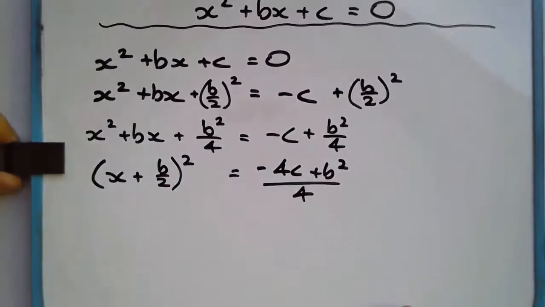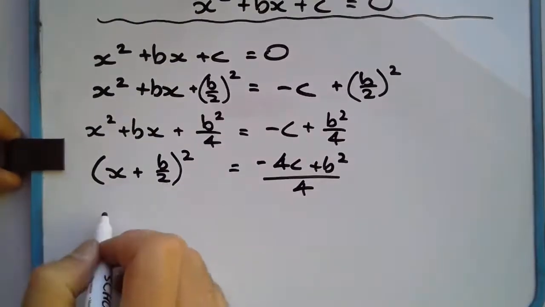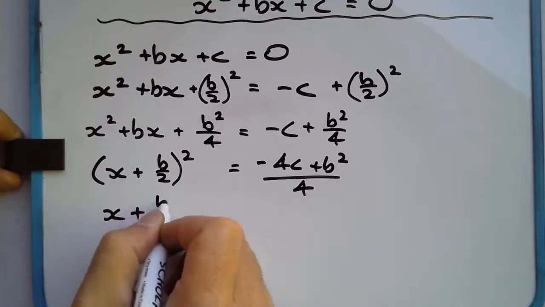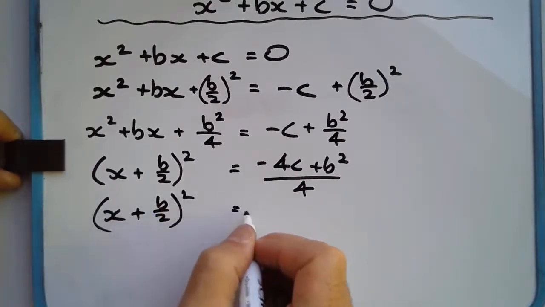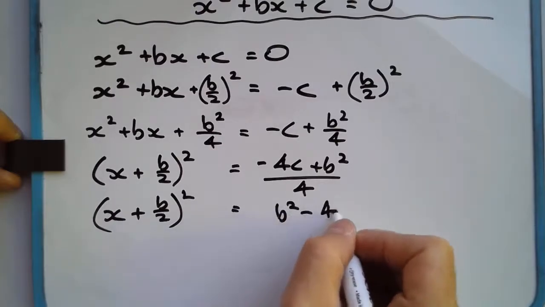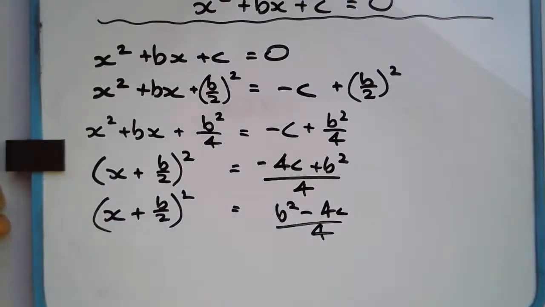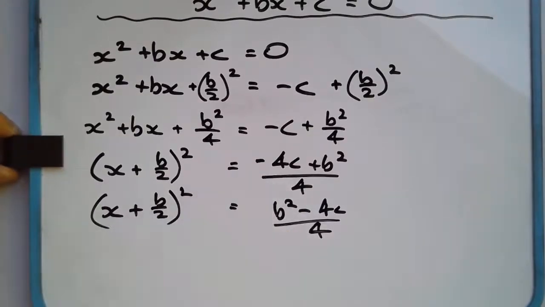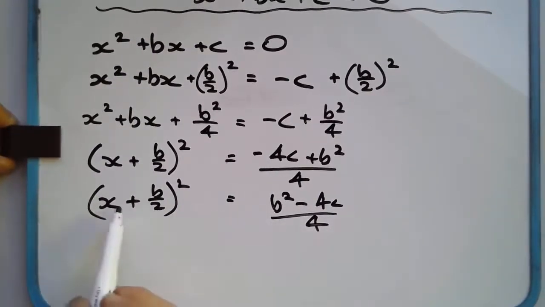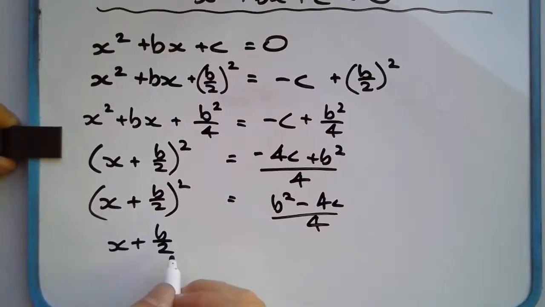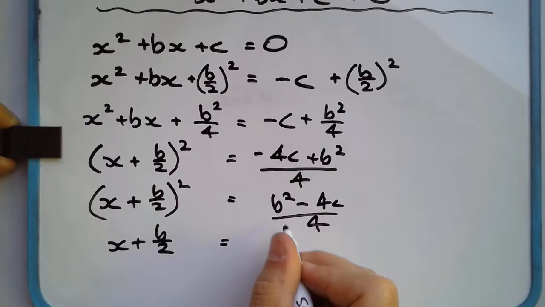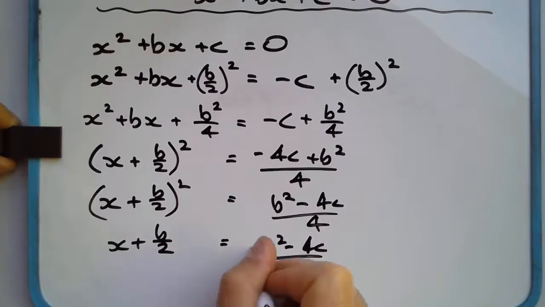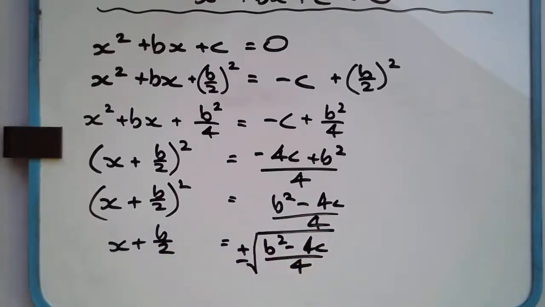Hopefully we're happy with that. I'm just going to clean up the right-hand side a little more. x plus b over 2 squared is equal to b squared minus 4c over 4. That looks better, rather than having the negative out the front. Now let's take the square root of both sides because we want x to be the subject of the formula. So x plus b over 2 is equal to the square root of b squared minus 4c on 4, and it's in fact plus or minus.